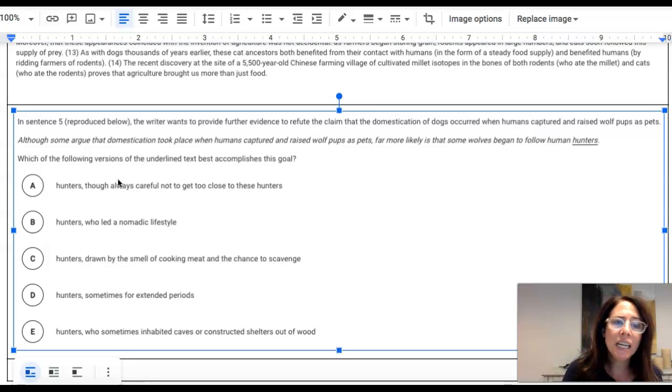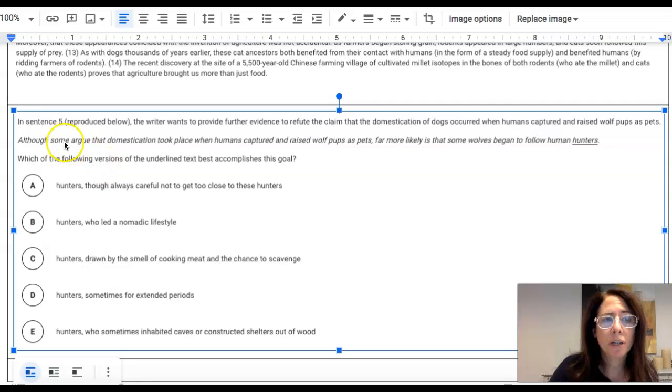And then D, sometimes for extended periods. Okay, that's very vague. That doesn't help, or kind of hurts. It doesn't help an alternative. What were they doing for extended periods? Why? So C is definitely more specific. I'm going to go with C as the one that I think offers the other point of view rather than humans capturing, but that domestication did take place.